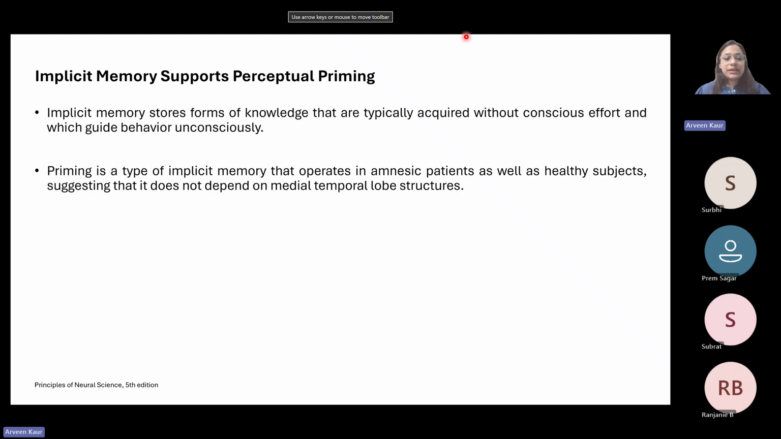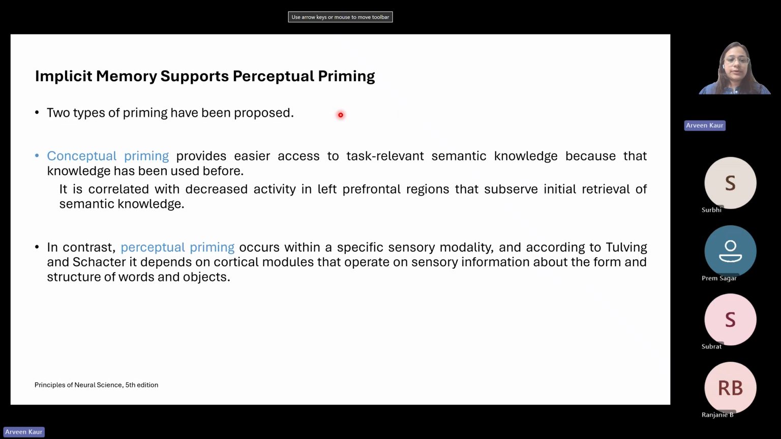So priming, what is priming? That is new. Priming is a type of implicit memory that operates in amnesic patients as well as healthy patients, suggesting that it does not depend on the medial temporal lobe structures at all. Because amnesic patients generally have resected parts or completely resected medial temporal lobes. So even in those patients, this priming works well. So it has nothing to do with this particular region, is what we are sure about.